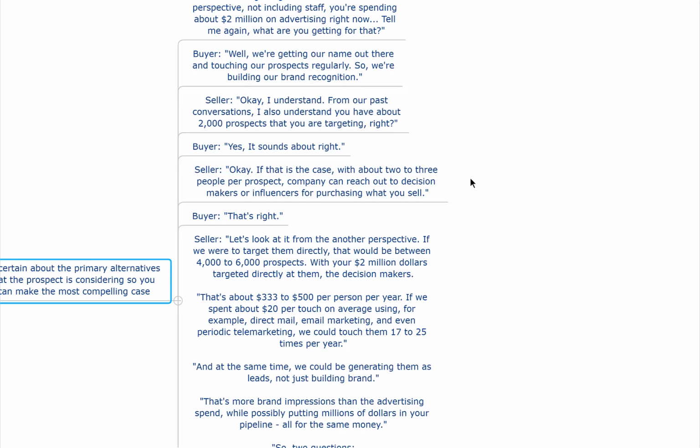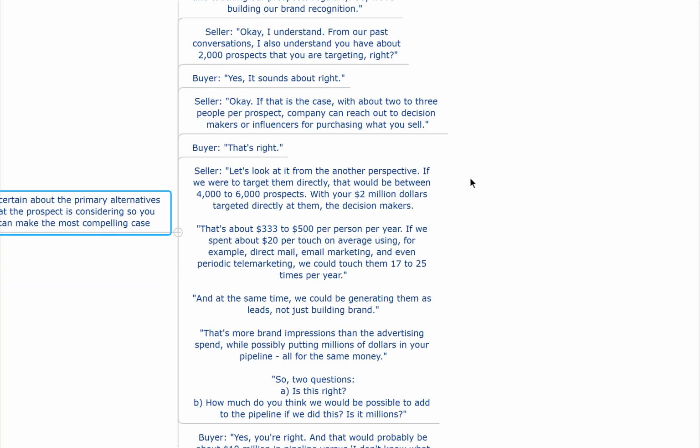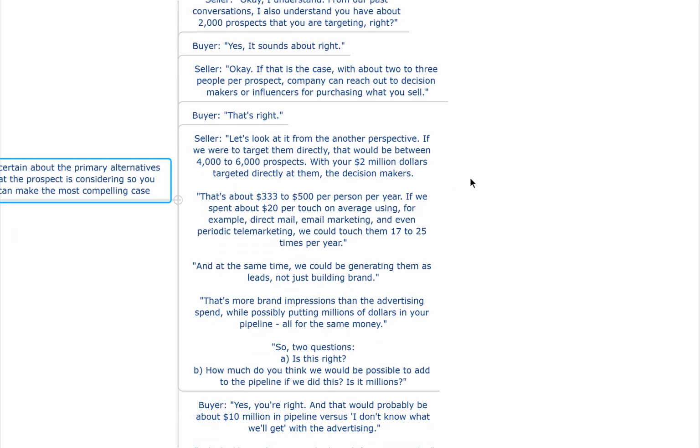The seller then says, okay, if that is the case, with about 2 to 3 people per prospect, the company can reach out to decision makers and influencers for purchasing what you sell. The buyer then says, that's right. The seller then says, let's look at it from another perspective. If you were to target them directly, that would be between 4,000 and 6,000 people, with your $2 million targeted directly at the decision makers.